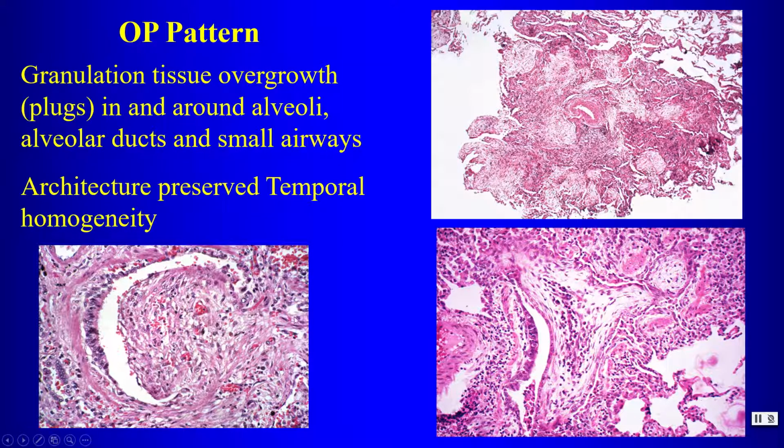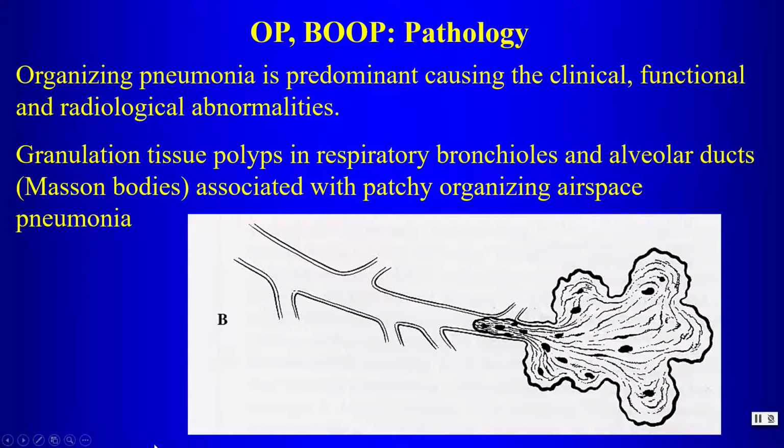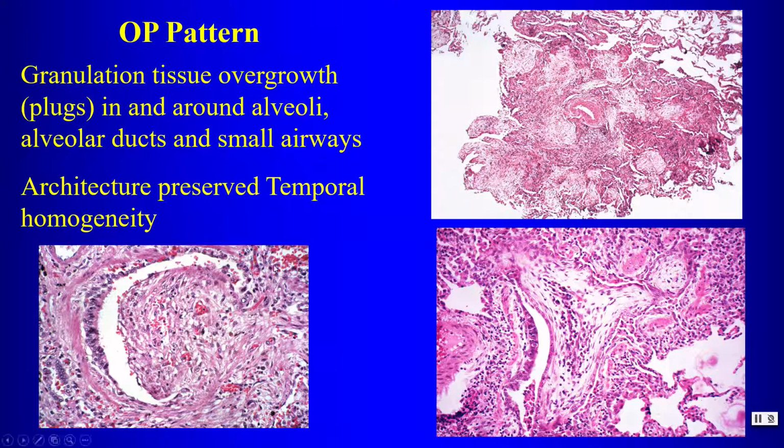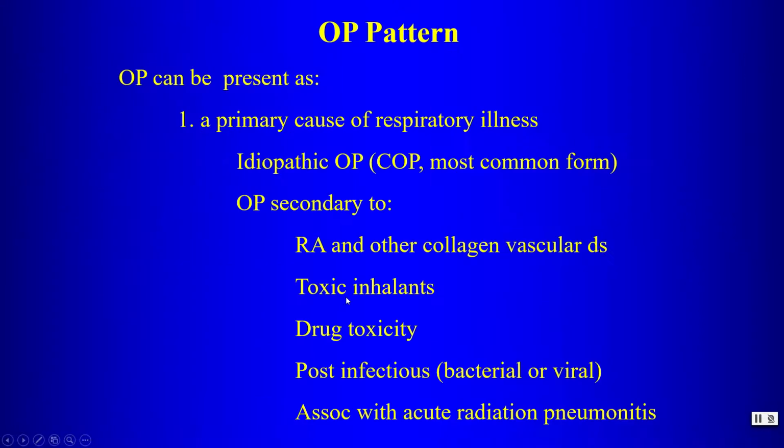And so with this organizing pneumonia pattern, there is this granulation tissue that occurs within the air spaces that secondarily then gets into the bronchioles, causing these fibrotic plugs that the pathologist can also look for. And those fibrotic plugs are called Masson bodies. So these fibrotic plugs getting into the small airways, those are called Masson bodies by the pathologist. The architecture of the lung is preserved, and this is a temporally homogeneous pattern as far as the way the pathologist will look at the lung tissue.